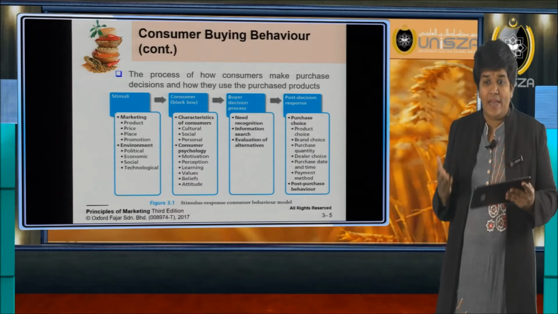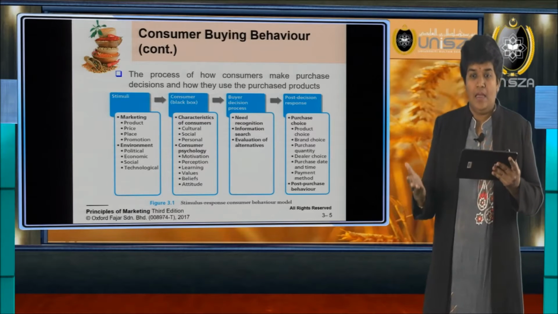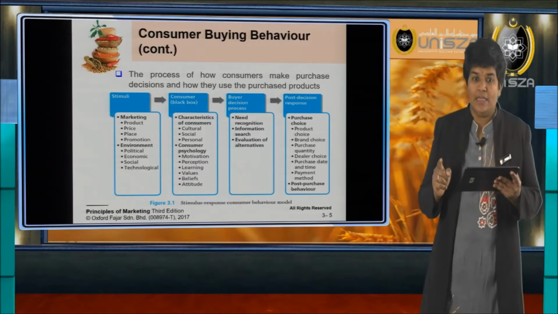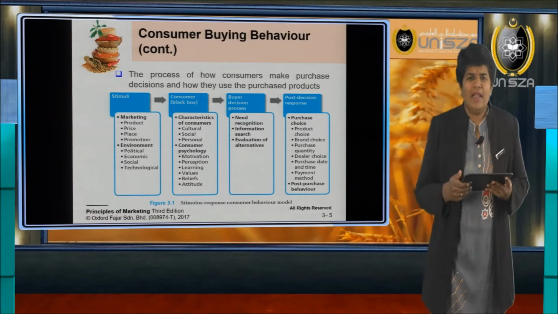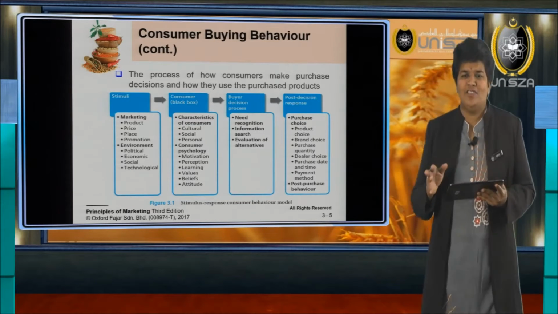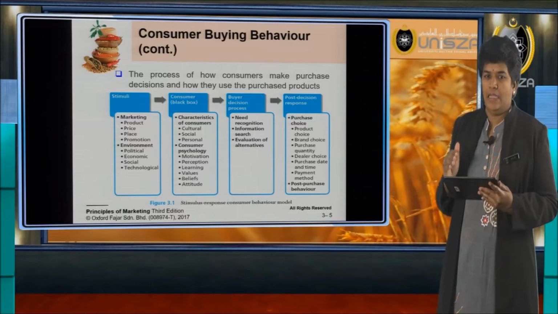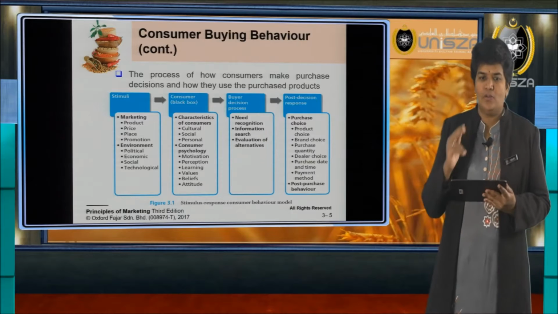So they evaluate the alternatives that each product carries. Okay, so that will be the buyer decision process. Then last will be the post decision response. Okay, so the purchase choice. In post decision response we will look into two elements.